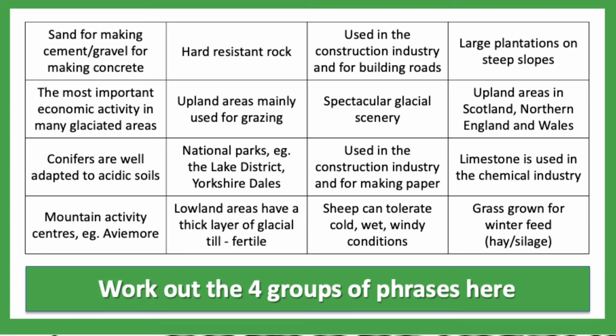Okay, we're going to move on to a connection wall activity here. So these are all linked to economic activities that take place in glaciated upland areas. On the screen you have 16 different key phrases. They are all linked to different economic activities that can be divided into 4.